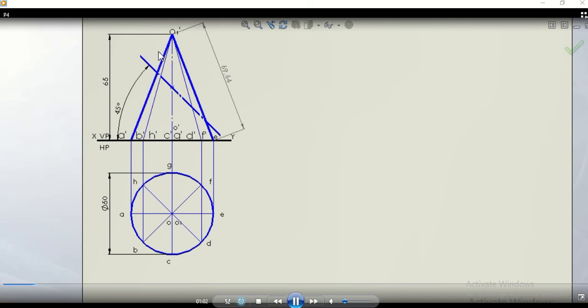Now only the bottom portion should be made dark here. So make the top portion lighter. I'm just making it lighter with a continuous thin line.